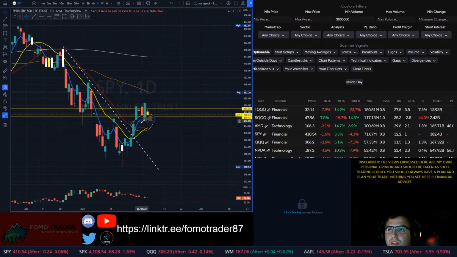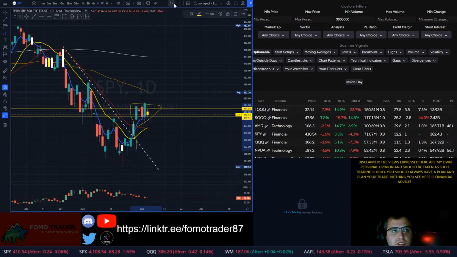You can see that we had two tweezer bottoms here rejecting off the 5 EMA level. So, double bottom. Now it looks like we have built a flag. So here's your flagpole, and here is your flag.